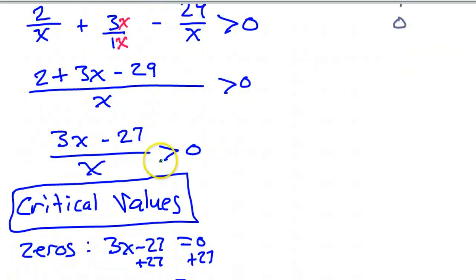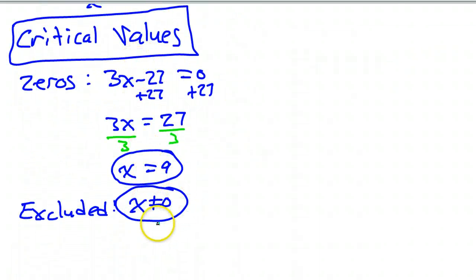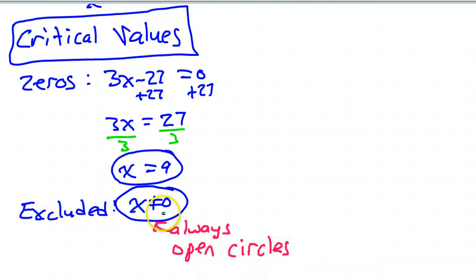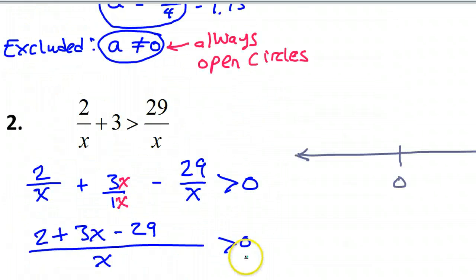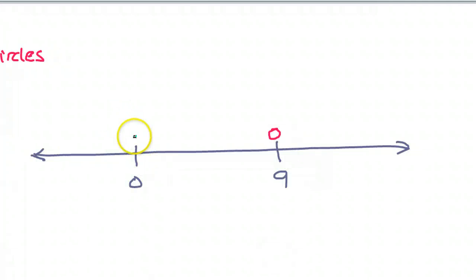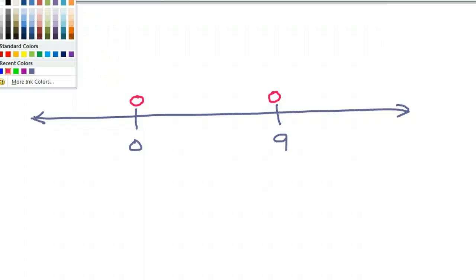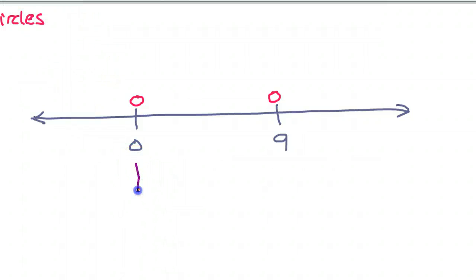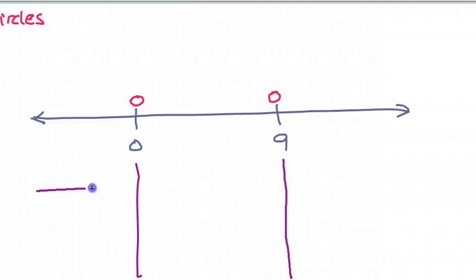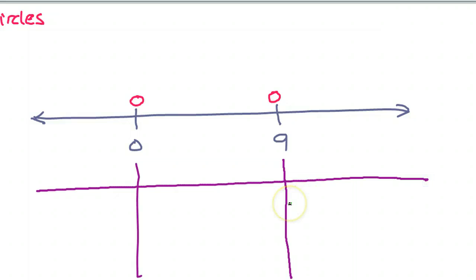Of course, excluded values are always open circles. Always open circles. They're excluded. Open circles are how we show that something is excluded. So at 0, I'm going to use the open circle once again. Now I am going to use the divisions in the number line that we just created to choose my test values.